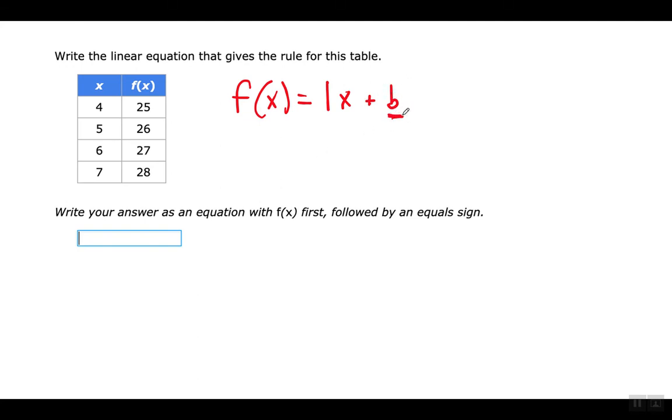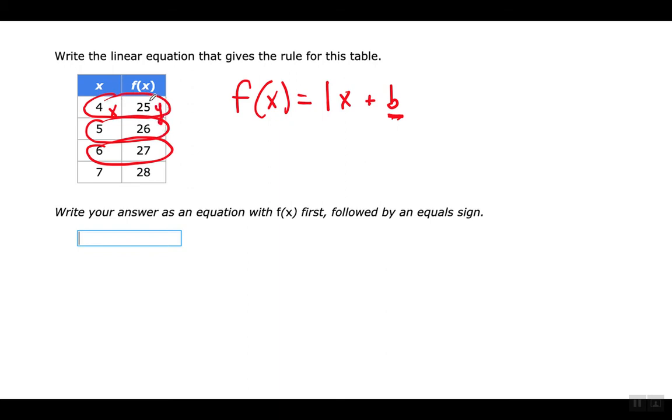Now we got to find the y-intercept. To find the y-intercept, what you're going to do is this. Get any ordered pair that's here, like either 4 with the 25 or 5 with the 26 or 6 with the 27, whichever one you want, and substitute them for x and y.